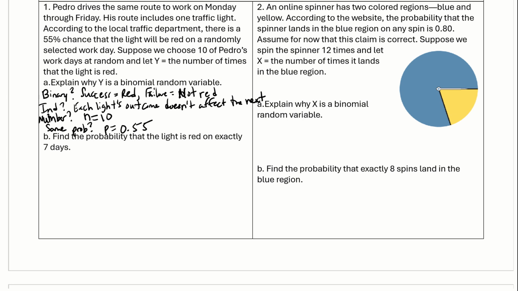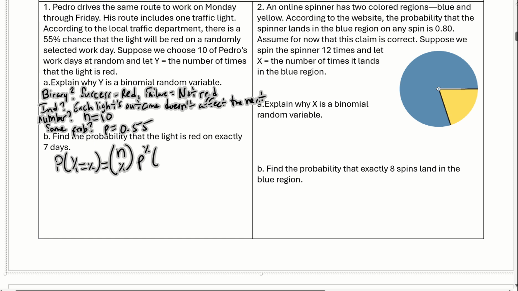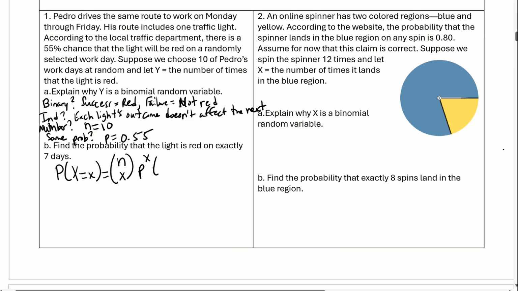Okay, so find the probability that the light is red on exactly 7 days. So, remember the formula for binomial probability is n choose x times p to the x power times 1 minus p raised to the n minus x power. Okay, so there's your formula.